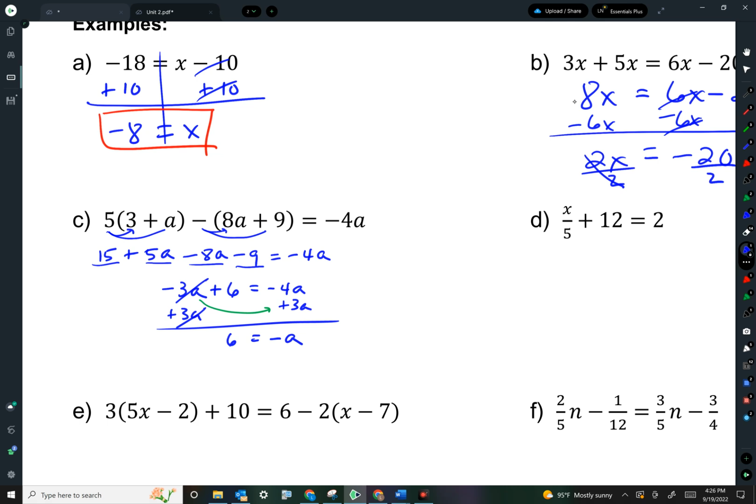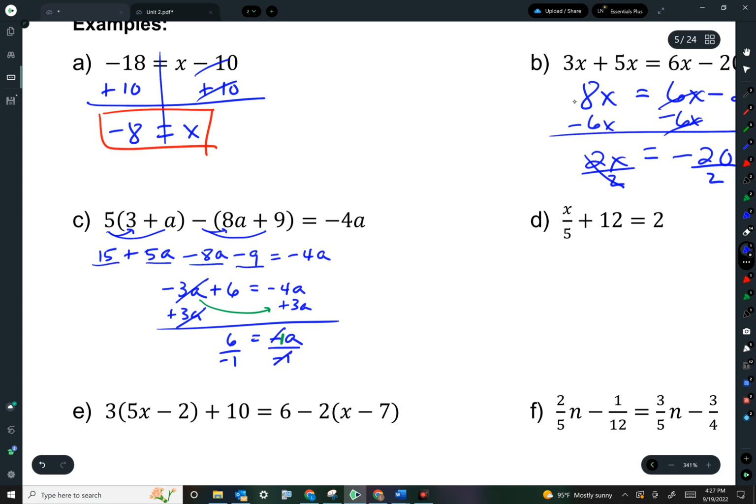Now, I'm not done, because I don't want to solve for negative a. I want to solve for positive a. So there's kind of like this implied negative 1 right here in front of a. And so in order to solve, I have to divide both sides by that negative 1. So whatever's next to your variable is what you're going to divide by.